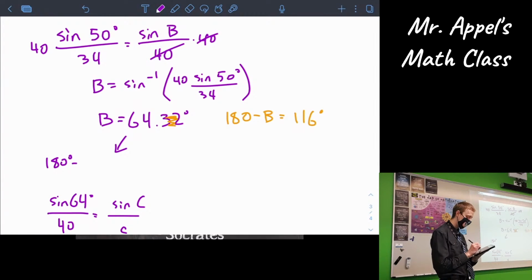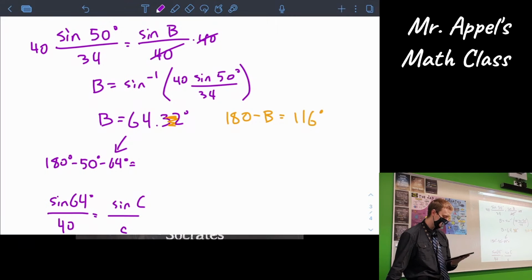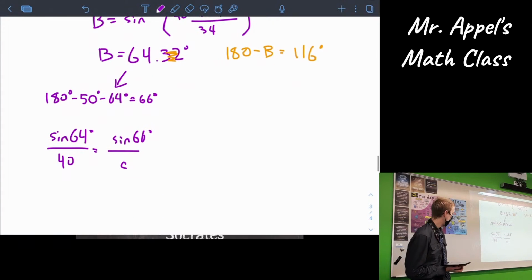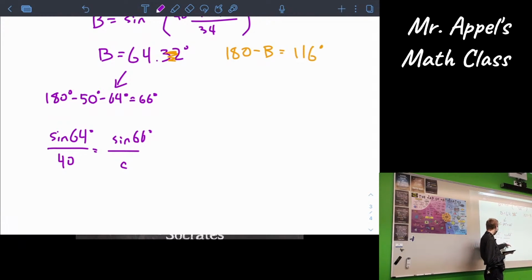So 180 minus 50 minus 64. 180 minus 50 is 130. 130 minus 64 is 100 minus 34, down to 70 minus 4, 66. Right? Okay, so now sine of 66. Those are really close, 64 and 66. So I'm betting this is going to be a little bit more than that, right? I'm anticipating like 41, 42, at most.